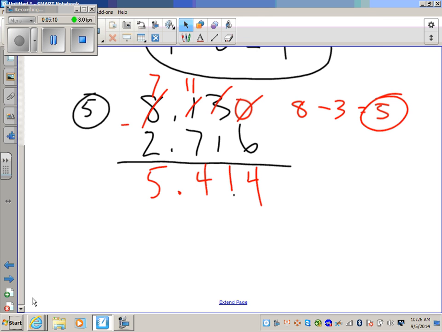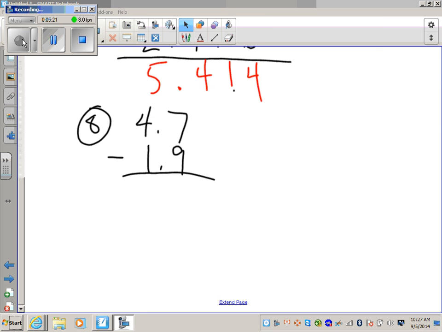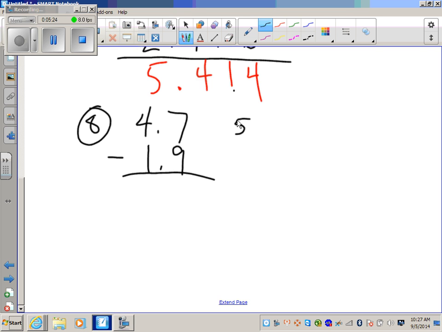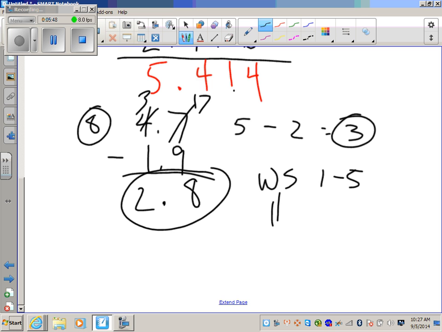Try number 8. Then if we're okay, then I'm going to set you loose on your homework. Estimate, 4.7 is 5, 1.9 is 2, we're looking at 3. Good. Drop the decimal. 7 minus 9 doesn't work, so I got to make this 17 while taking 1 away from that column. 17 minus 9 is 8. 3 minus 1 is 2. 2.8, close enough to 3. Looks good to me. Your assignment, worksheet 1-5. That was just number 8.